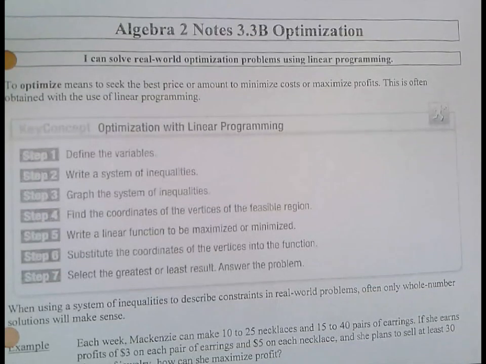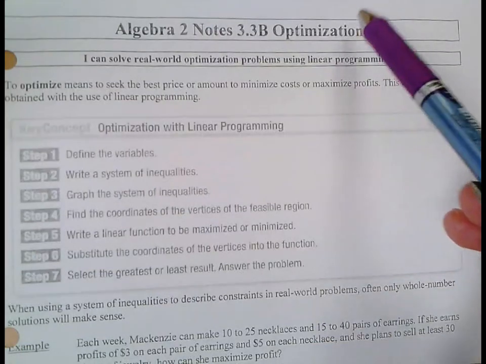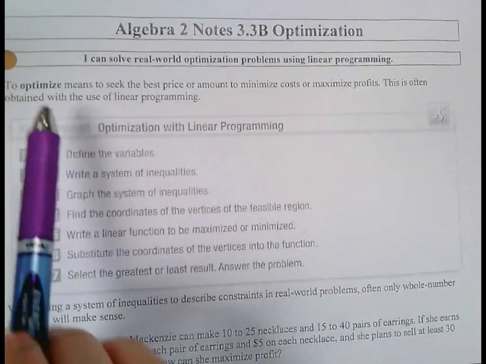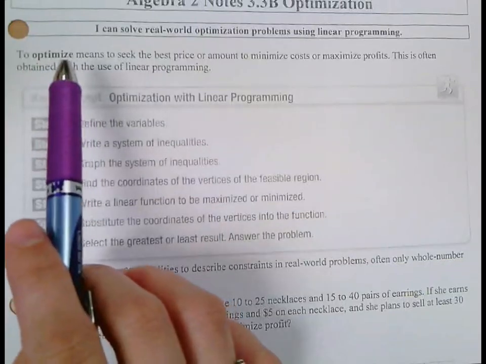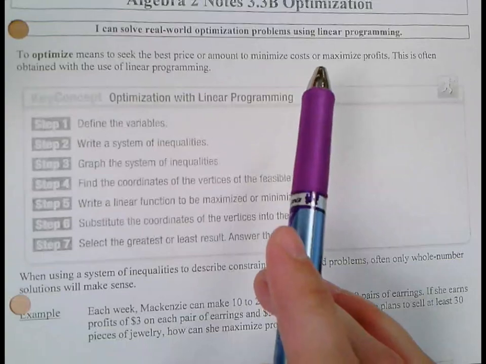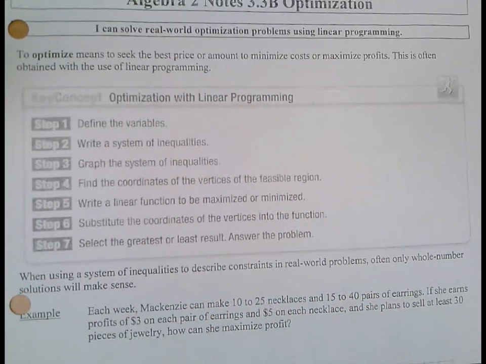So this process is not just called linear programming, but it's called optimization, where you're seeking a max or a min for a quantity. So officially, well, I guess by definition, to optimize, it says on the top, means to seek the best price or amount in order to minimize costs or maximize profits. And it's often obtained with the use of linear programming.